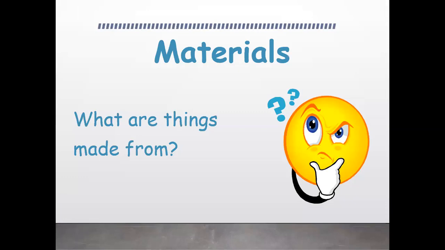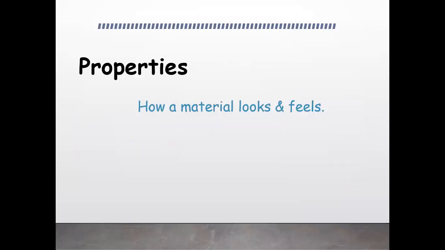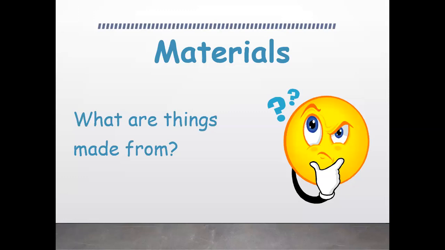It's called materials. What do we mean by materials? Materials are the things that everything is made from. Anything, a door, is made of what? Wood. The mirror is made of what? Glass. So the material is the thing that the object itself is made from.